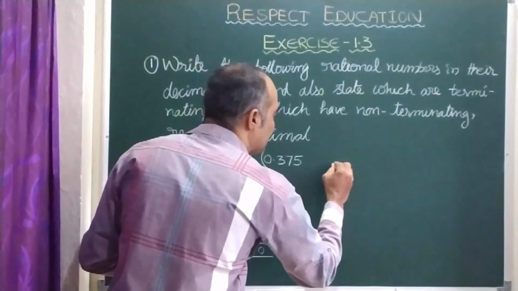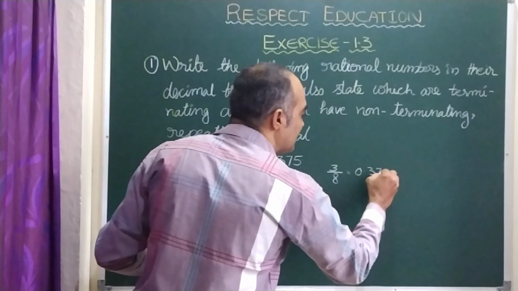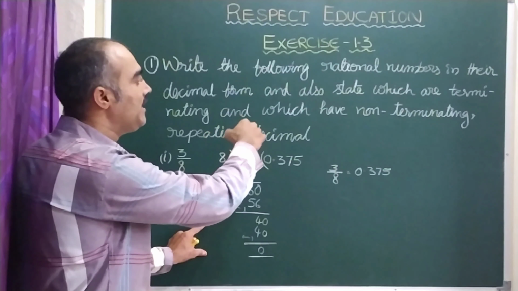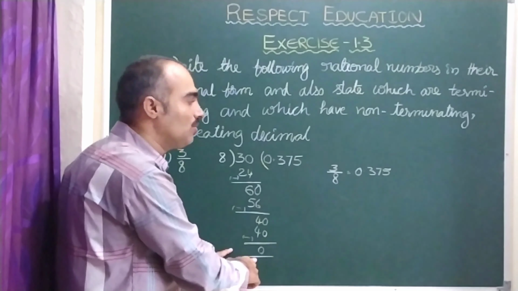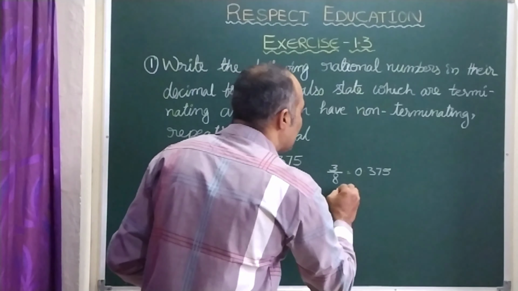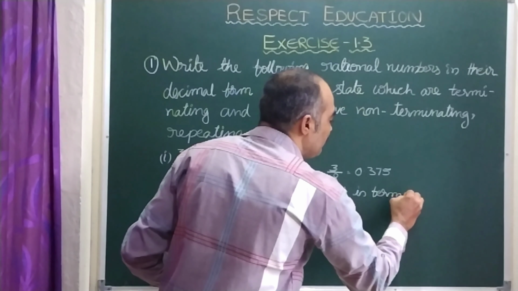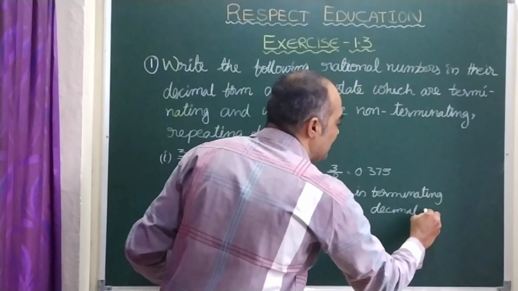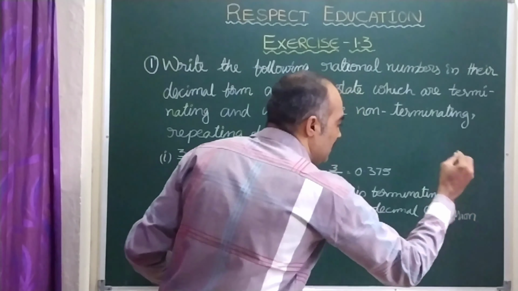So here, write the following rational numbers in their decimal form. Let us take 3 by 8. 3 by 8 we write as 0.375, right? And also state which are terminating and which have non-terminating repeating. As I told you here, remainder 0, this is terminating decimal expansion. So you can write it is terminating decimal expansion. That's all, children.